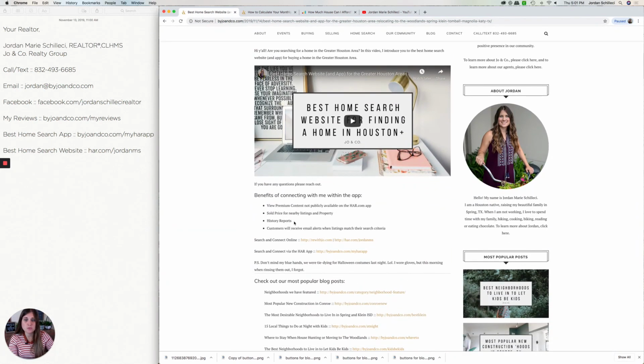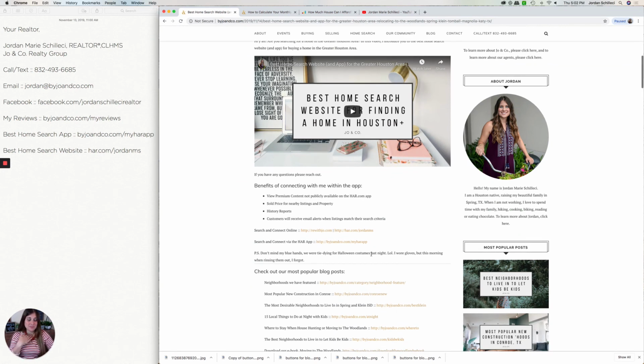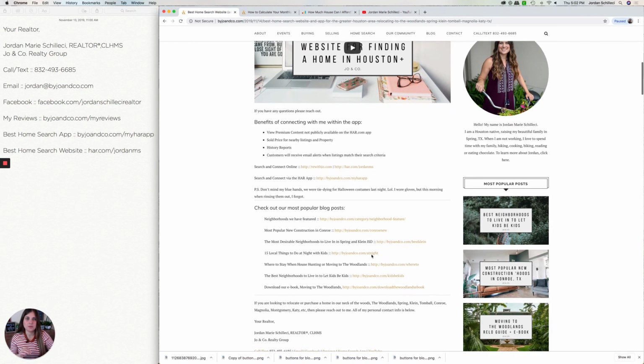So you can get history reports on the property. You can see sold prices for nearby properties. Now, Texas is a non-disclosure state, so you have to be connected to a realtor to get access to these, so that's really cool. So awesome premium content is available once you connect to the realtor. You can do this through the app or the website. My favorite tool is the app. I do love the app, but I understand some people like the platform of being on the computer better than the app.